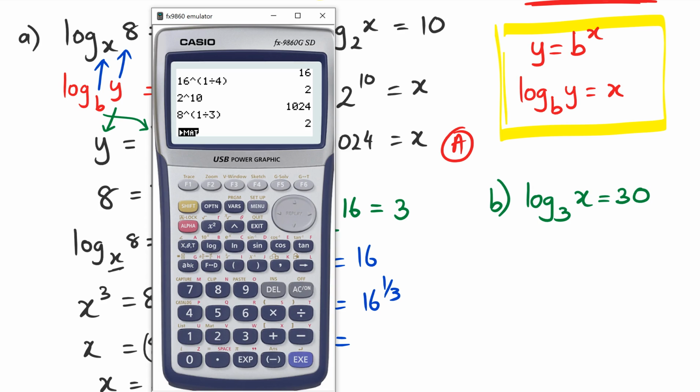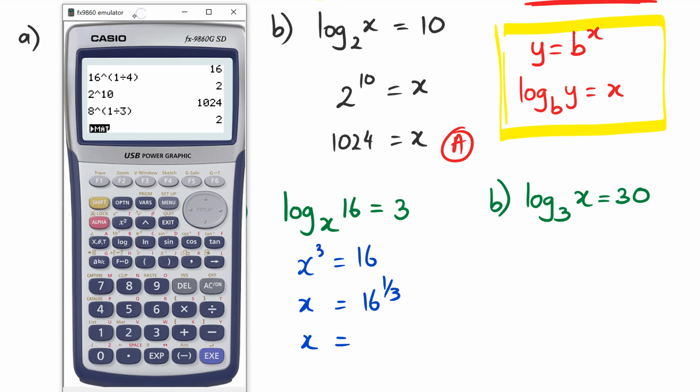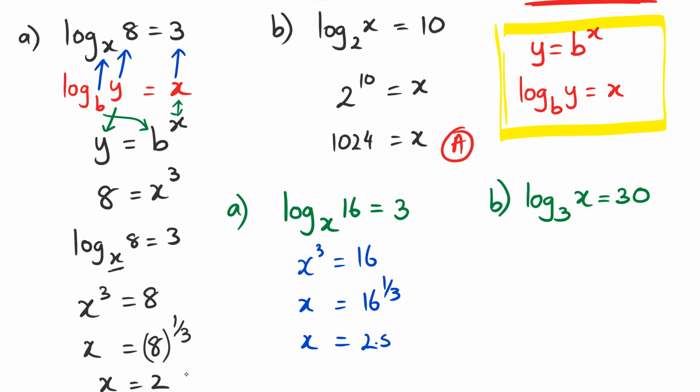Which means I need to use my calculator for this because I can't do this in my head. So I got 16 to the power of 1 over 3. Make sure that 1 over 3 is in brackets. And I got 2.52. So two decimal places is absolutely fine. So I'm going to leave that as 2.52 right there. Is that all right?